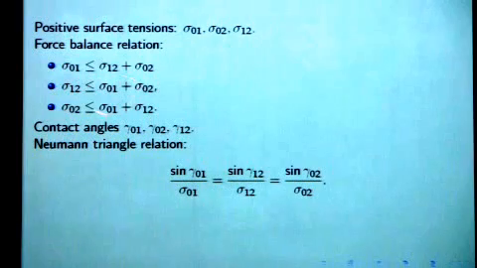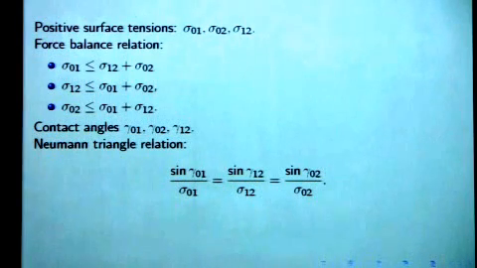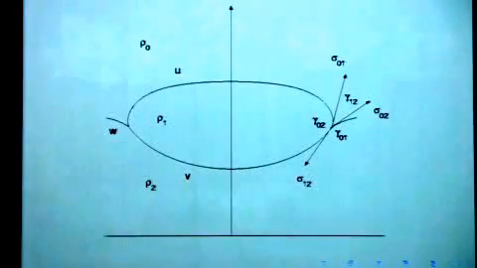and they need to satisfy some force balance relation. And the force balance relation just goes back to this picture, which will appear again here in a moment, that says that you can't have one direction pull too much, because we're assuming that this is in equilibrium. Okay. Then you have some contact angles. The contact angles satisfy this Neumann triangle relation. There's really not a whole lot to say about that.